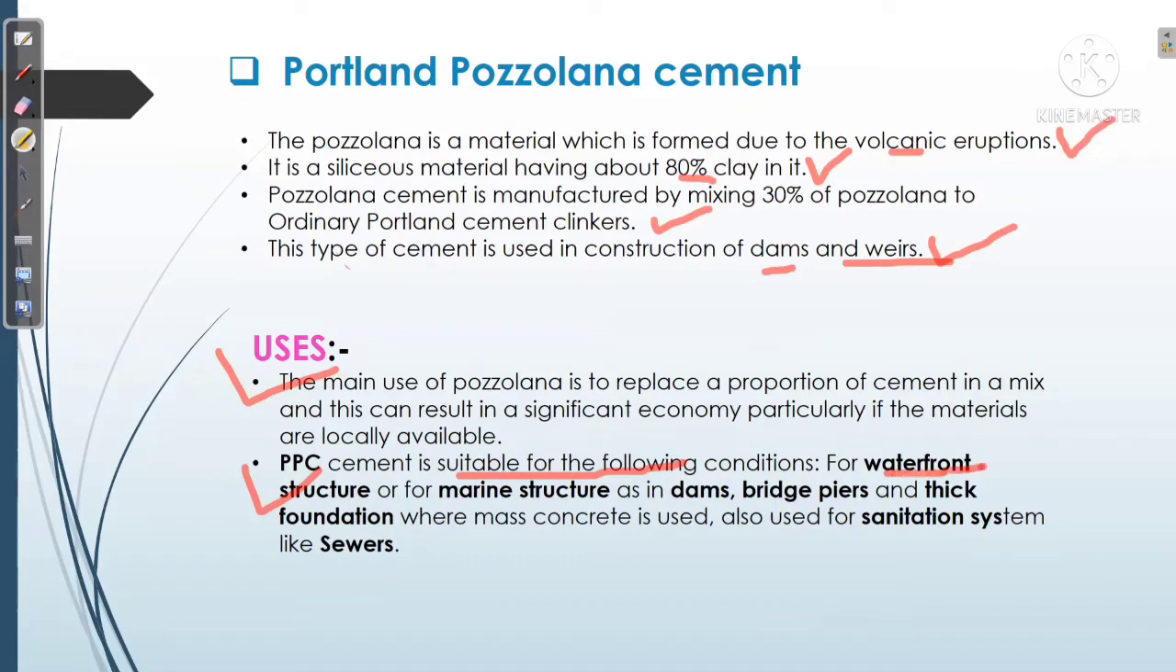Wherever there are waterfront structures, marine structures, such as dams, bridge piers, thick foundations. Where mass concrete is used, where we have to use mass concrete, that time we can use this. Again, there is one more use, that is sanitation systems like sewers. That time we can use this kind of Portland pozzolana cement.